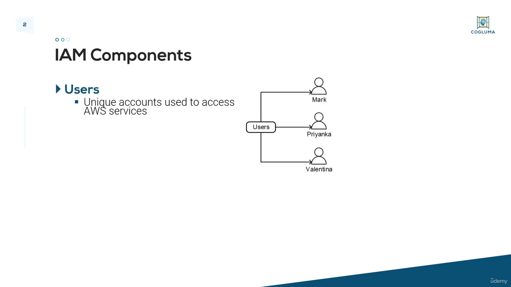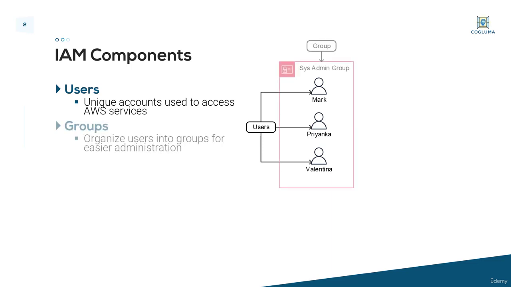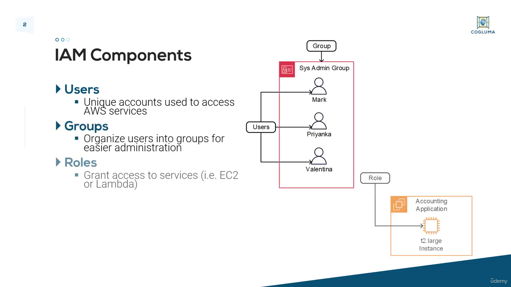We have users. These are unique accounts that are used to access AWS services. Our admin user that we use for most of the demonstrations, and then also that non-priv, that was also a user as well. Groups are used for easier administration of users. Roles are used to delegate access, delegate permissions to a third party. Sometimes this can be an application or somebody from another AWS account or another organization or something like that. That's what roles are used for.